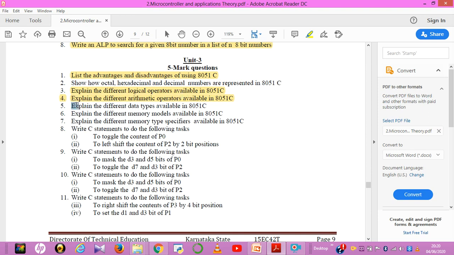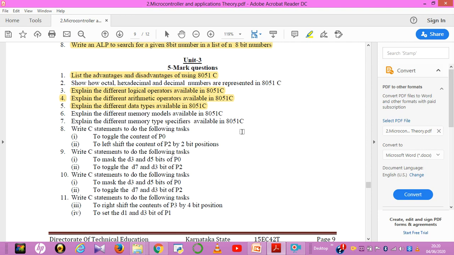Next, explain the different data types. For different data types, I have given the table, range and usage. All these things have been given. For example, data types are signed int, unsigned int, char, unsigned char, SFR, SBit. These are the different data types which are available in 8051 C.